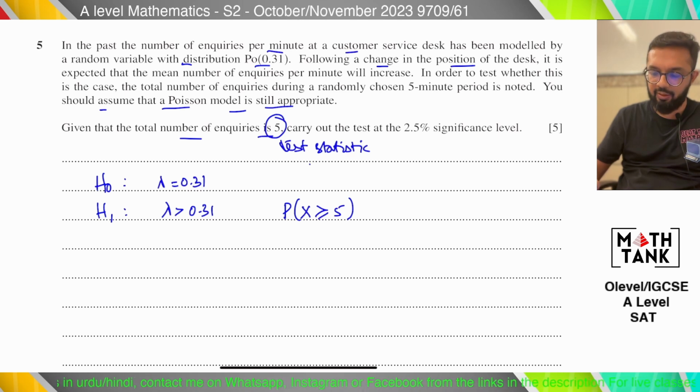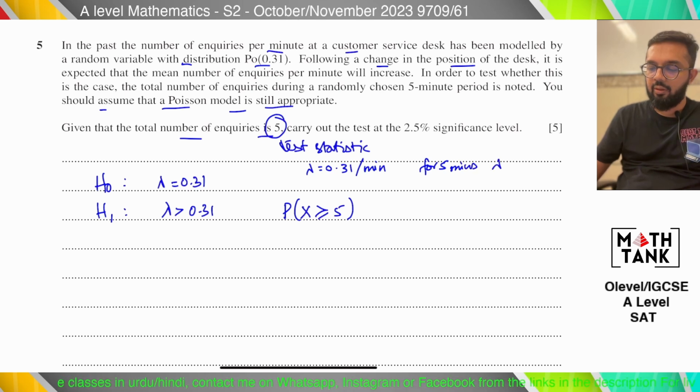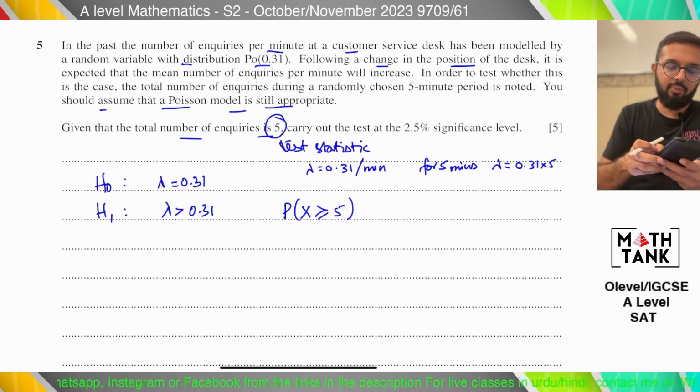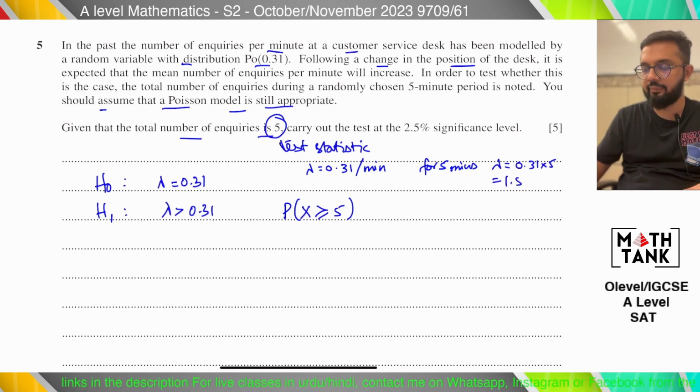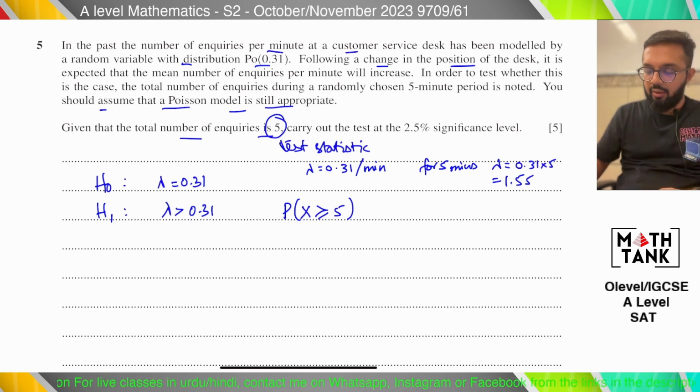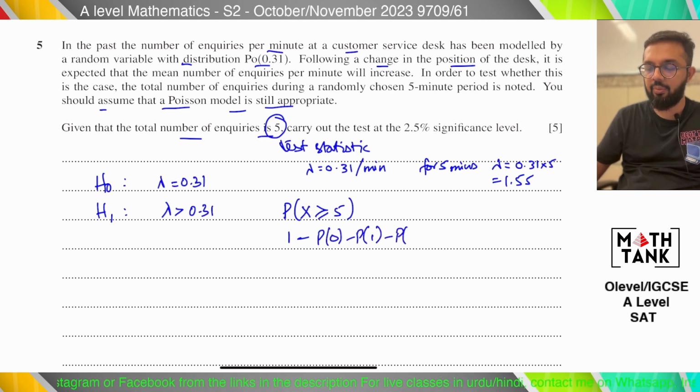But this lambda is for 1 minute, 0.31 per minute. So for 5 minutes, the lambda is going to be 0.31 times 5, which is 1.55. So I want to calculate the probability of X greater than or equal to 5. So I'm going to say 1 minus the probability of 0, 1, 2, 3, and 4.